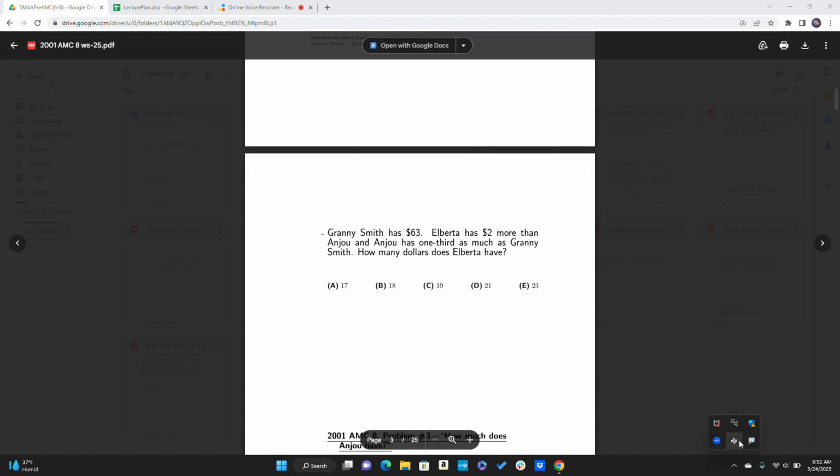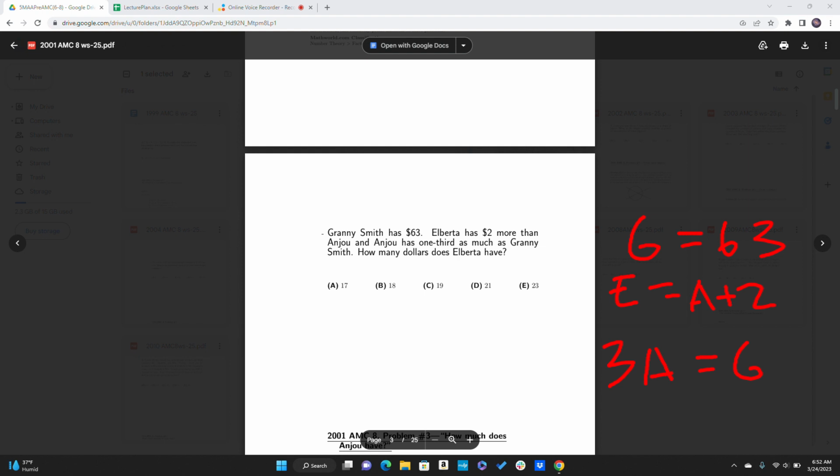Okay, Granny Smith has $63. Alberta has 2 more than Anjou. So Alberta equals how much Anjou has plus 2, right? She has 2 more. And then Anjou has 1/3 as much as Granny Smith. So 3 times the amount that Anjou has would equal the amount that Granny Smith has. Okay, so how much money does Alberta have?